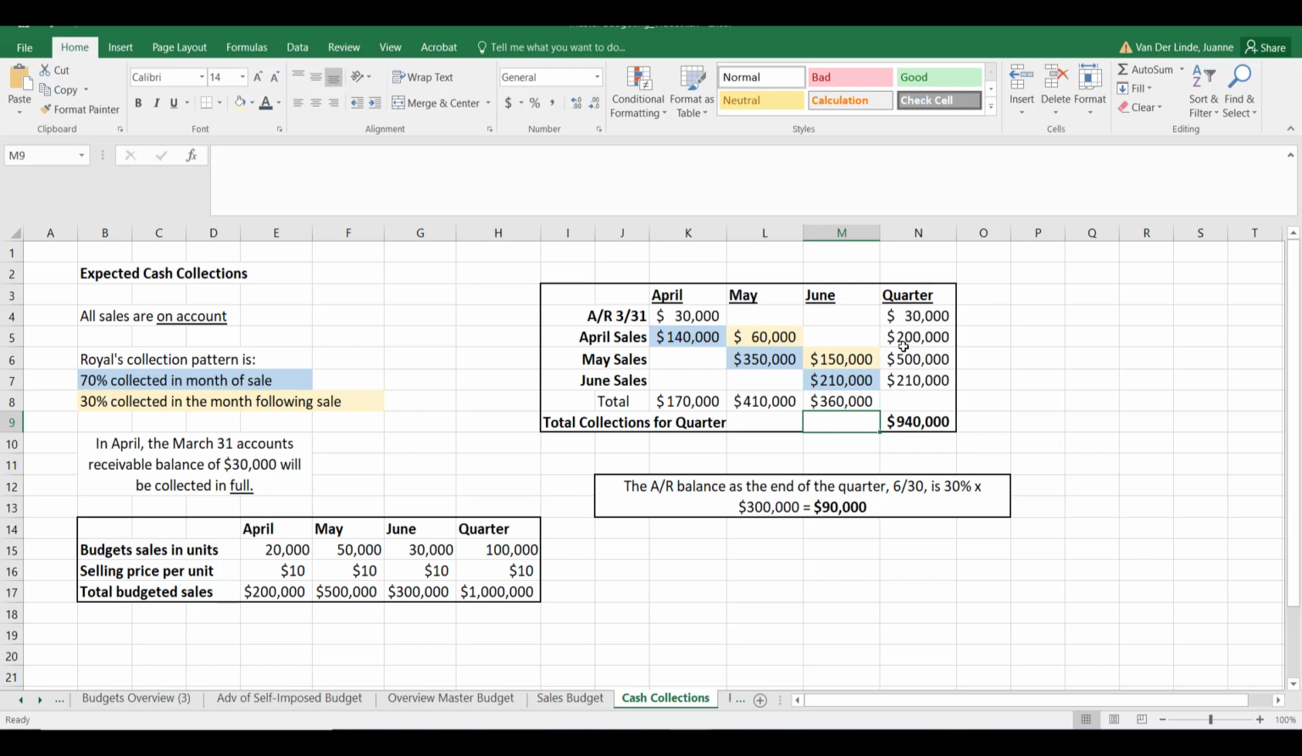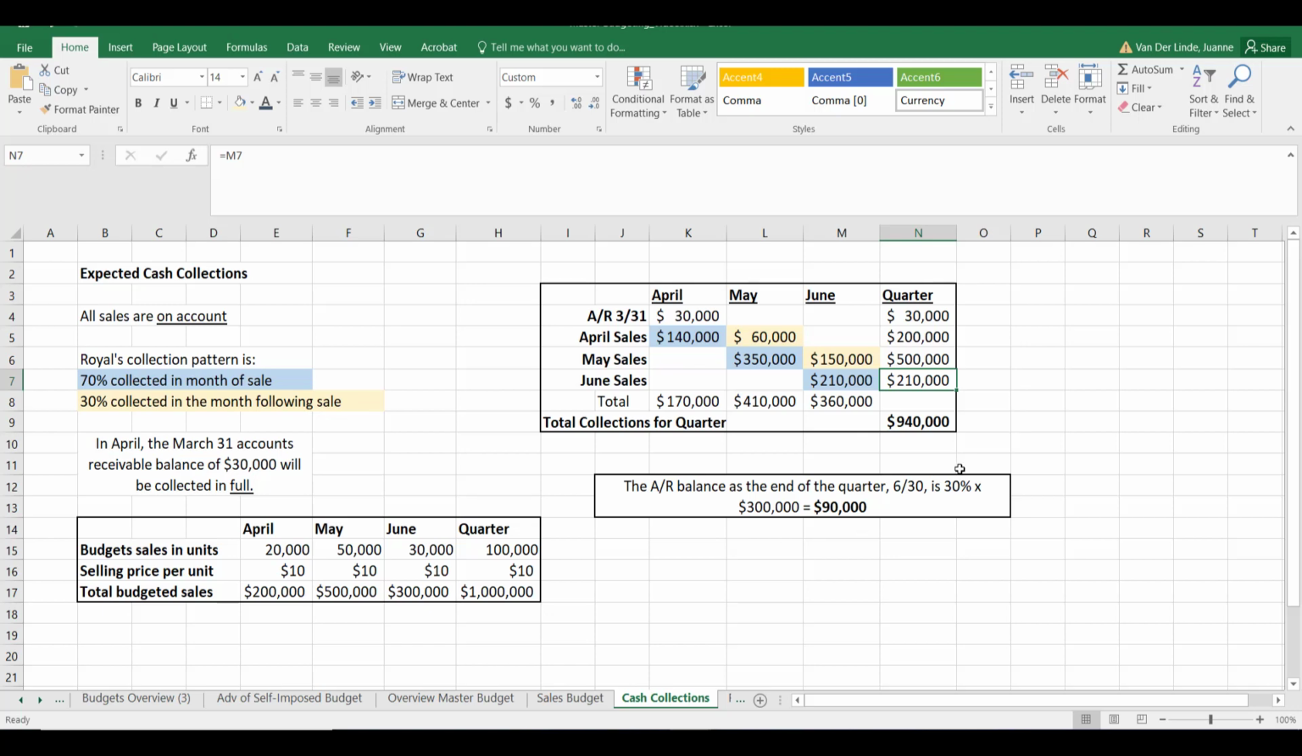So by the time we hit the end of the quarter, all of April's credit sales would have been collected, all of May's credit sales would have been collected, and 70% of June's sales would have been collected. That leaves us with still 30% of June's sales not collected. It would be estimated to be collected in July. So the ending accounts receivable balance at the end of the quarter would be 30% of June's sales, which is $90,000 here. Because remember, when we end June, 30% of June's sales wouldn't have been collected yet, or that's the estimate, which would be left over in accounts receivable.